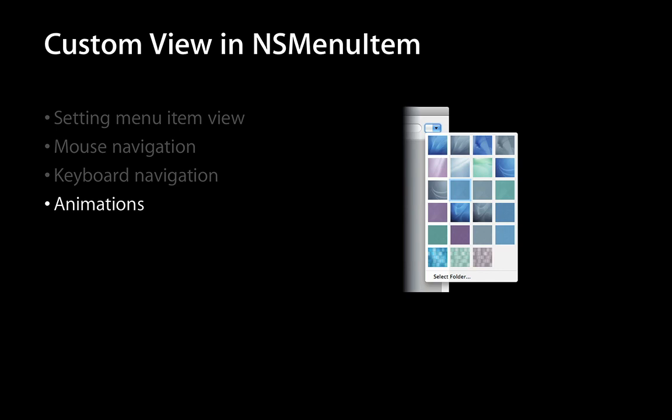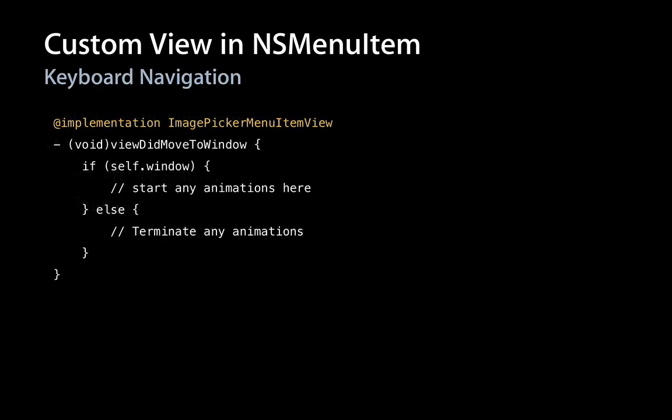You might want to throw some animations in your custom menu item. Now, you don't want your animations just running wild while the menu isn't even showing. That's a waste of resources. But you can override view did move to window. The way this works is whenever we show a menu, we create a new window and we add all the menu items in there.